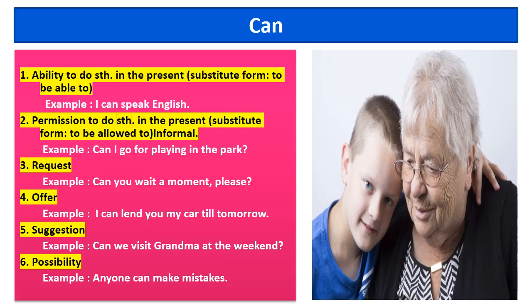Number 2, permission to do something in the present, and it is used in an informal way. For example, can I go for playing in the park? Number 3, request. Example, can you wait a moment please?